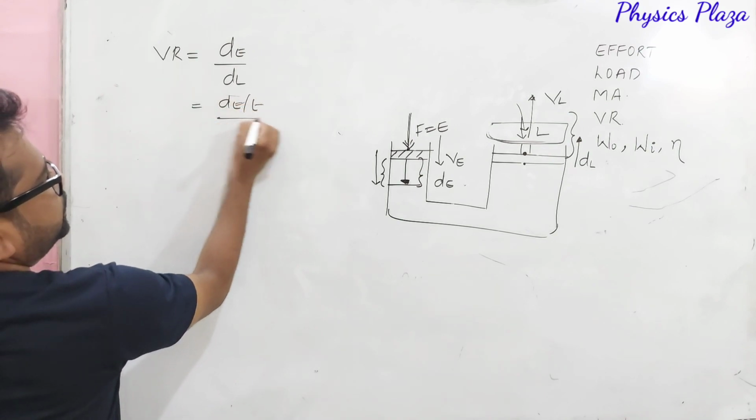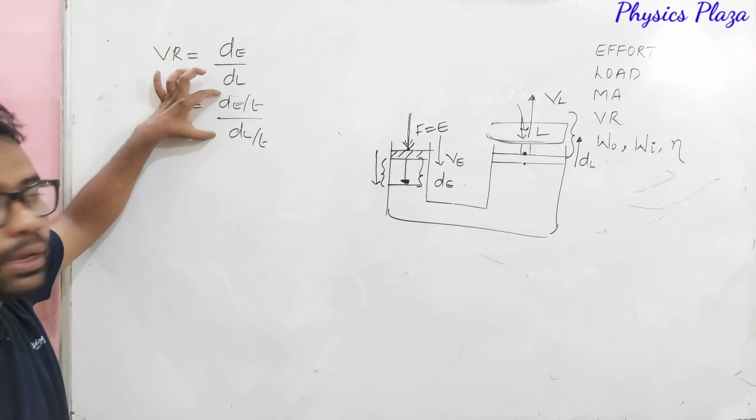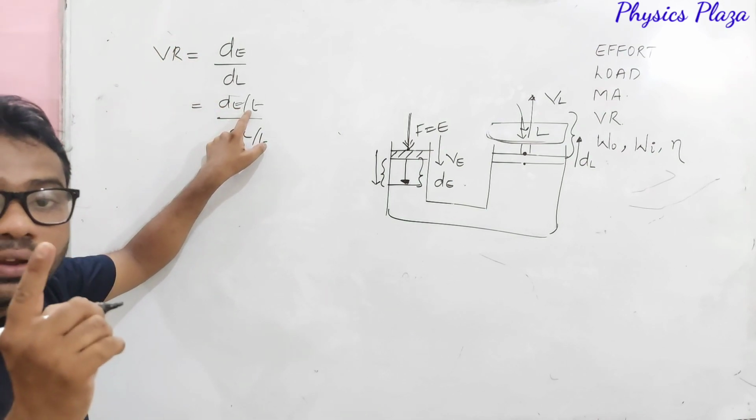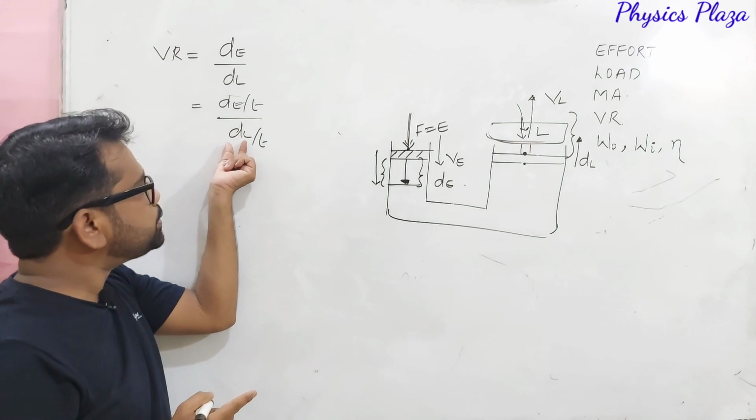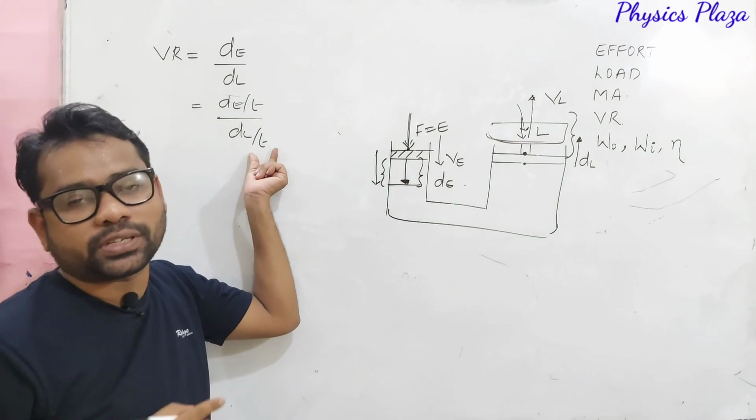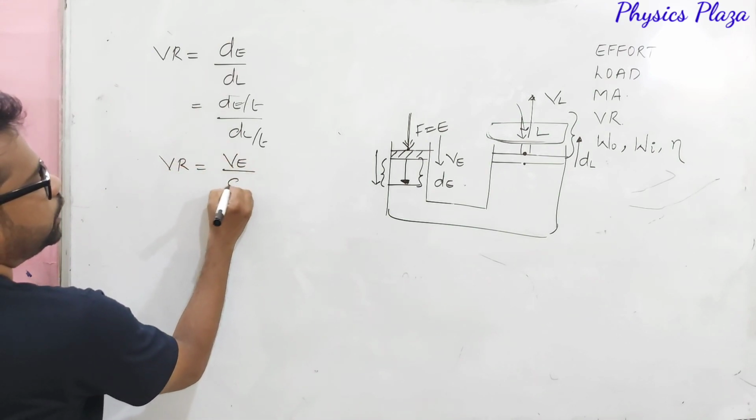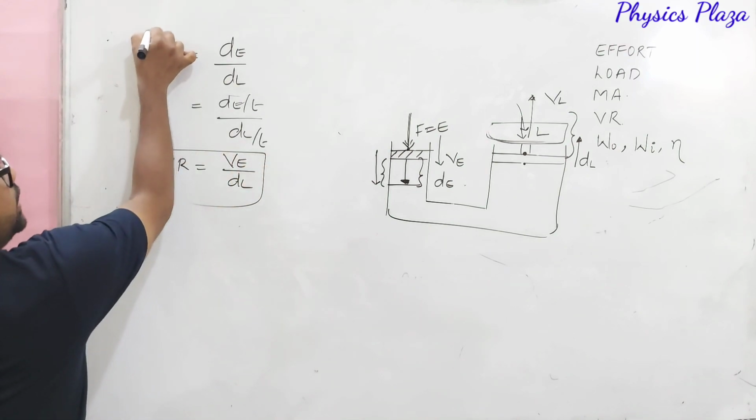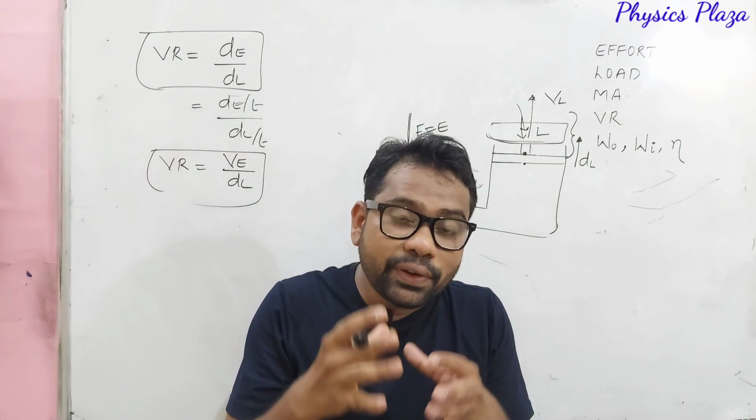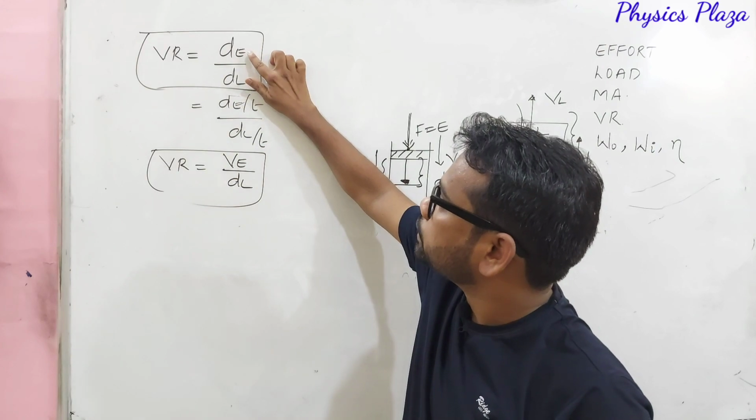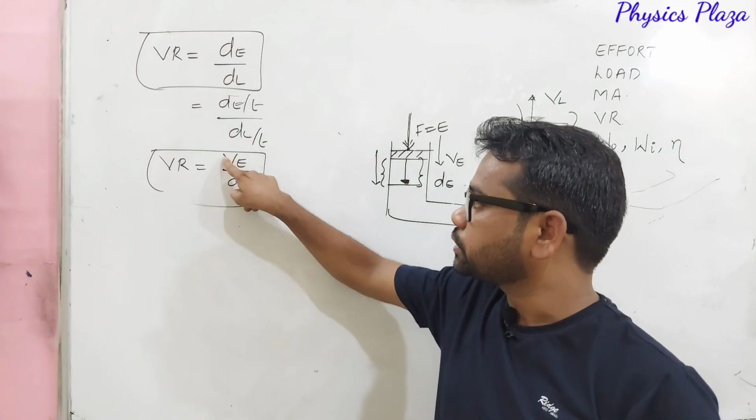Effort displacement by time, load displacement by time, of course we can. This and this both are equal, and displacement by time is called what, children? Velocity. So effort displacement by time is effort velocity, and load displacement by time is called load velocity. So velocity ratio is also defined as effort velocity to the load velocity. Very, very important. Either you can define it like this or like this, both are accepted. So velocity ratio is defined as the ratio of effort displacement to the load displacement, or as effort velocity to the load velocity.